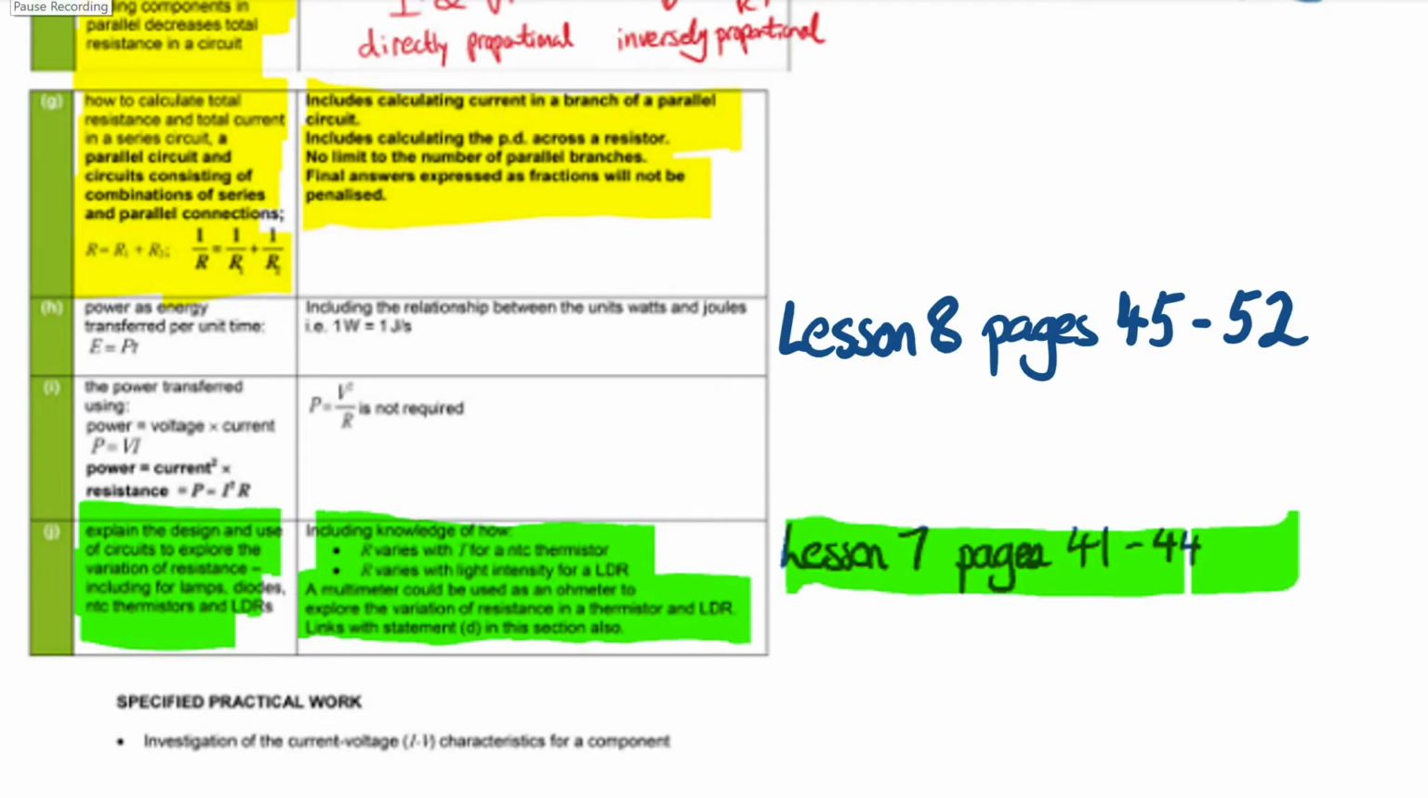Welcome back to Lesson 8, Year 10, Physics, Electrical Circuits. This is the 8th and final lesson of this topic, electrical circuits. So let's firstly look to see what the learning objectives are for the lesson. They come in two parts.